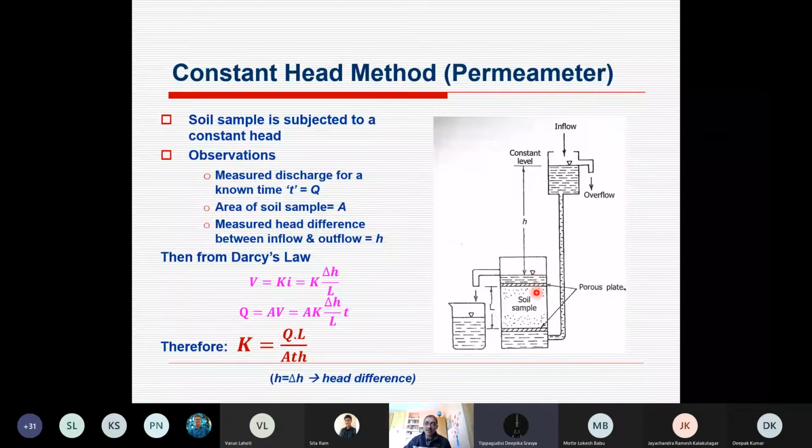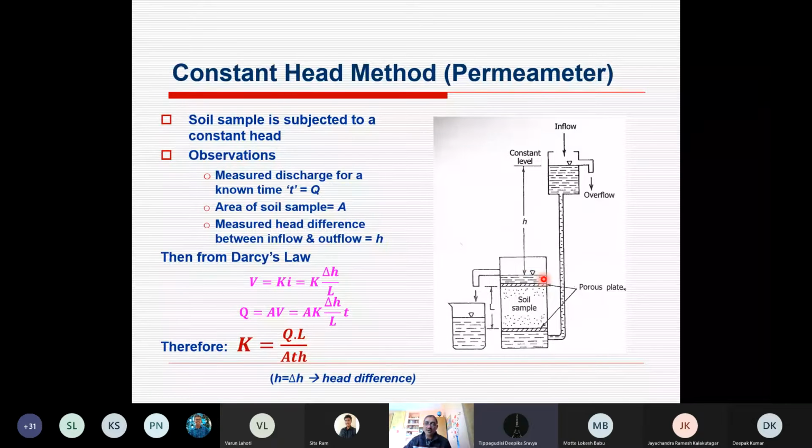This soil sample is sealed on both sides by porous plates. Porous plates allow water to move freely, with no hindrance. So the soil sample, supported on both sides by porous plates, is fitted into this system to get inflow of water from the bottom, and once water saturates the sample and comes up, it flows off the moment it reaches this level.